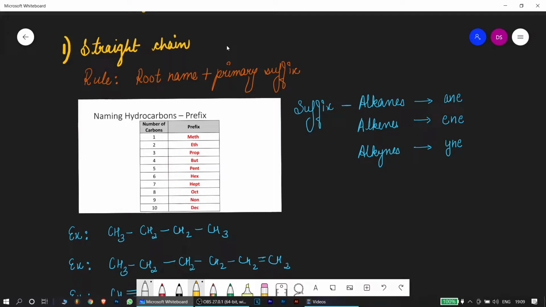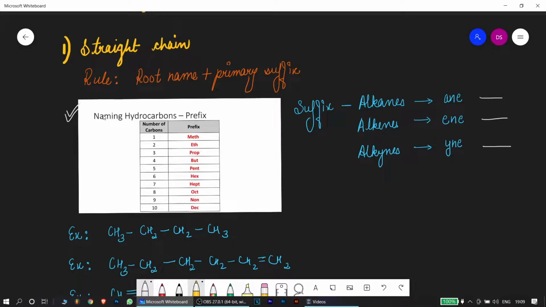Now we are starting off with the simple straight chain nomenclature, right? That means a simple carbon chain will be given to you, and then you have to identify the carbon chain and you have to name it, right? So what you are going to identify is whether the given carbon chain is an alkane chain, an alkene chain or an alkyne chain. This you first have to identify, and accordingly you have to name the chain, right? Now here I have given some of the hydrocarbons prefix to you.